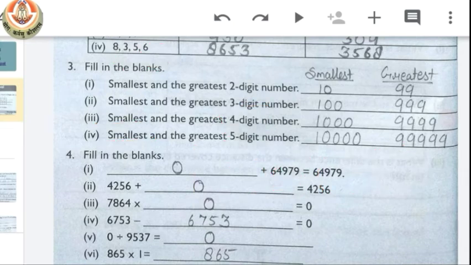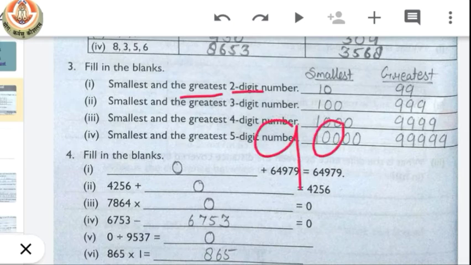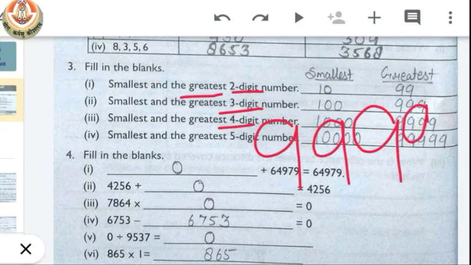Now, let's move on to the greatest number. Greatest number of two digits. What we have to do, just write 2 nines. Similarly, for greatest three-digit number, we have to write 3 nines. For four-digit number, we have to write 4 nines. And for 5-digit number, we have to write 5 nines.